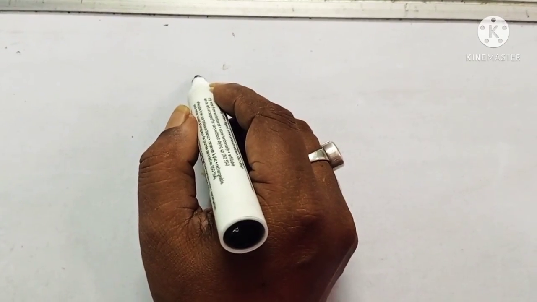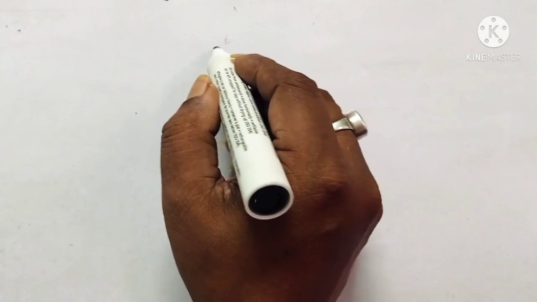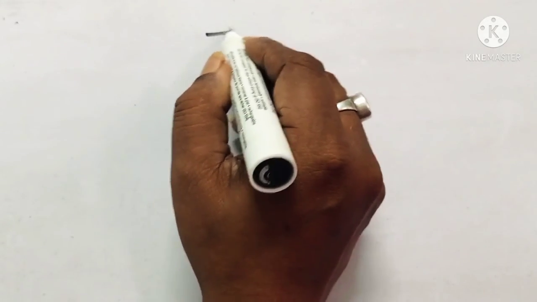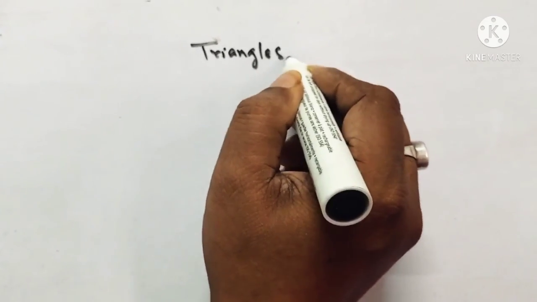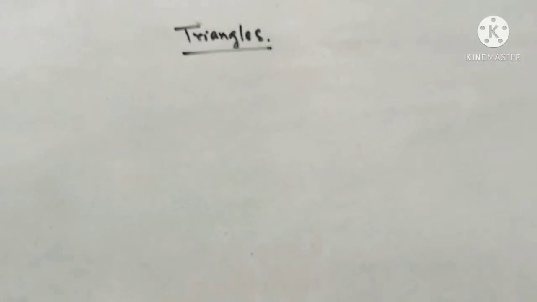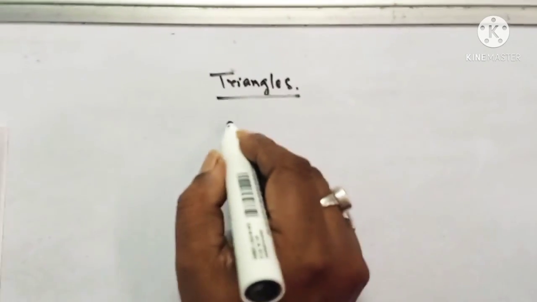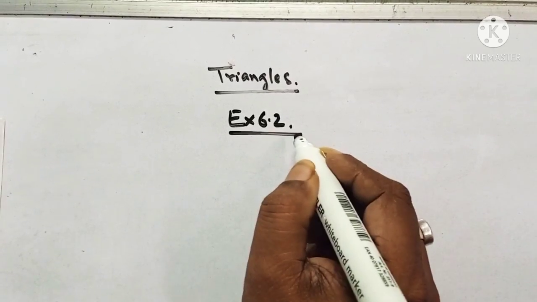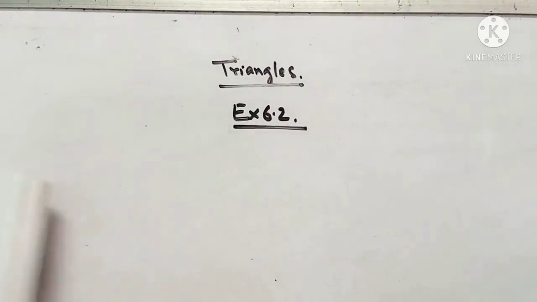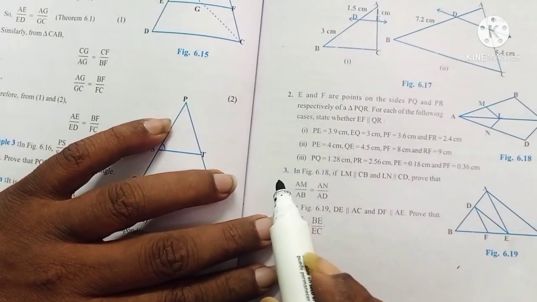Hello students of class 10. Chapter is triangles. Now exercise 6.2. I am going to start from question number 3 because 1 and 2 you can do yourself.